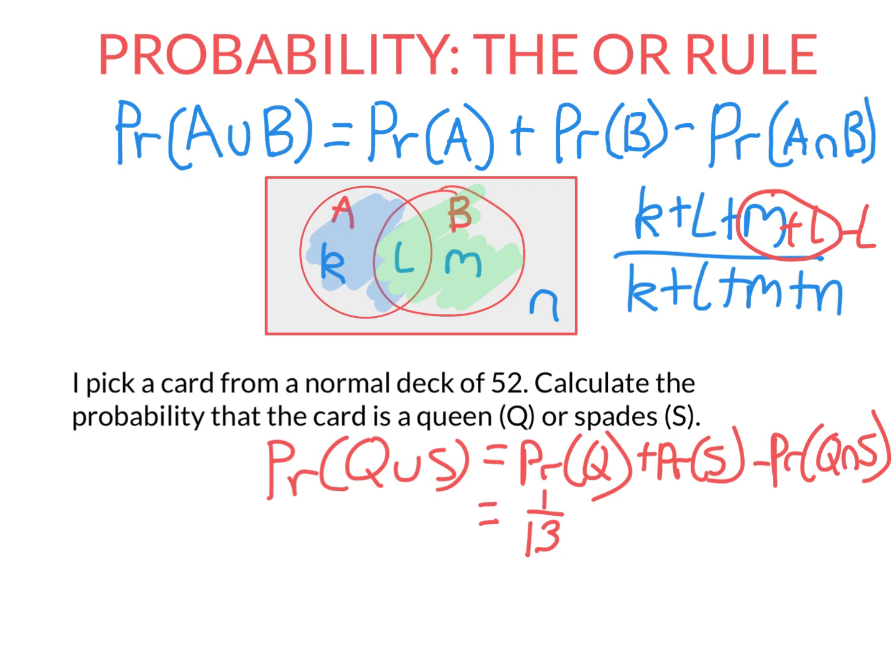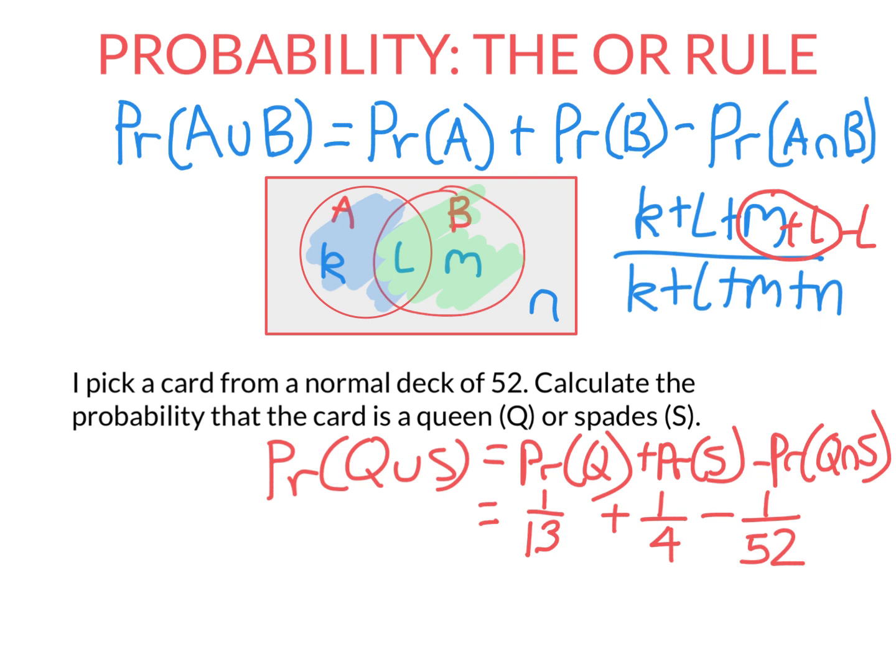So what about the probability of spades? Well, in a normal deck of 52, there are 13 hearts, 13 diamonds, 13 spades, 13 clubs. They're called suits. There are 4 suits: spades, diamonds, hearts, and clubs. So the probability of picking a spade is 13 over 52, or 1 over 4. The probability of picking a card that is both queen and spade? Well, there is one such card in the deck, which is the queen of spades. So I need to subtract 1 over 52.